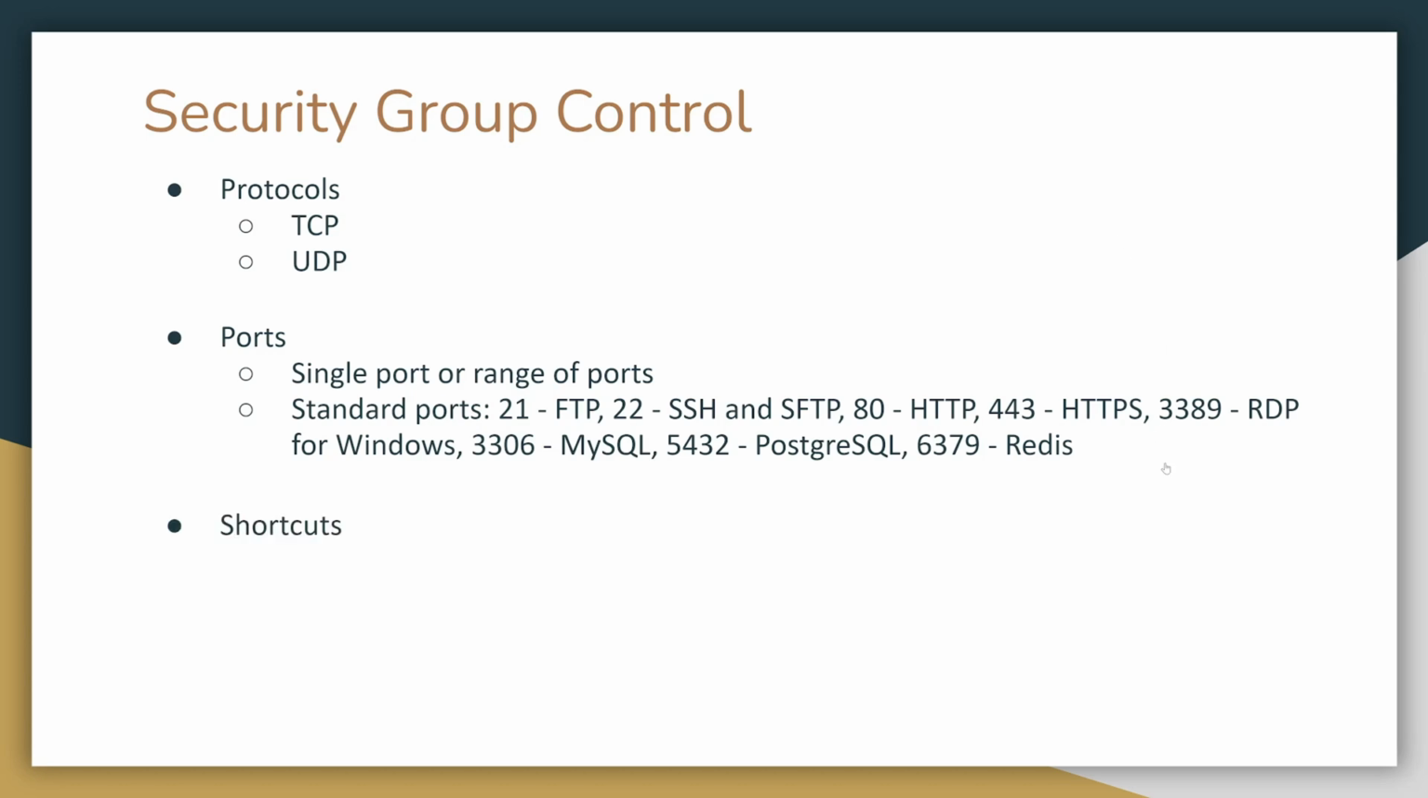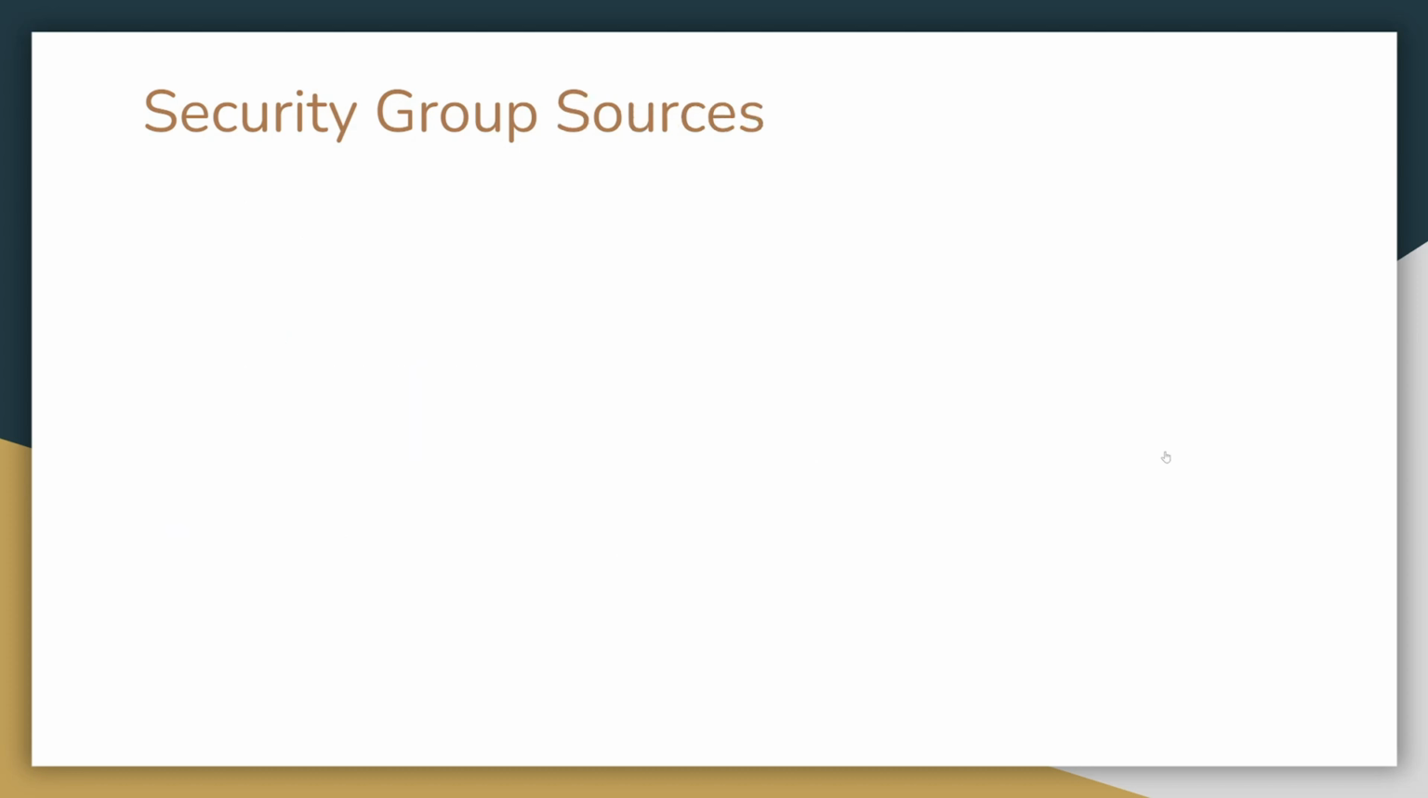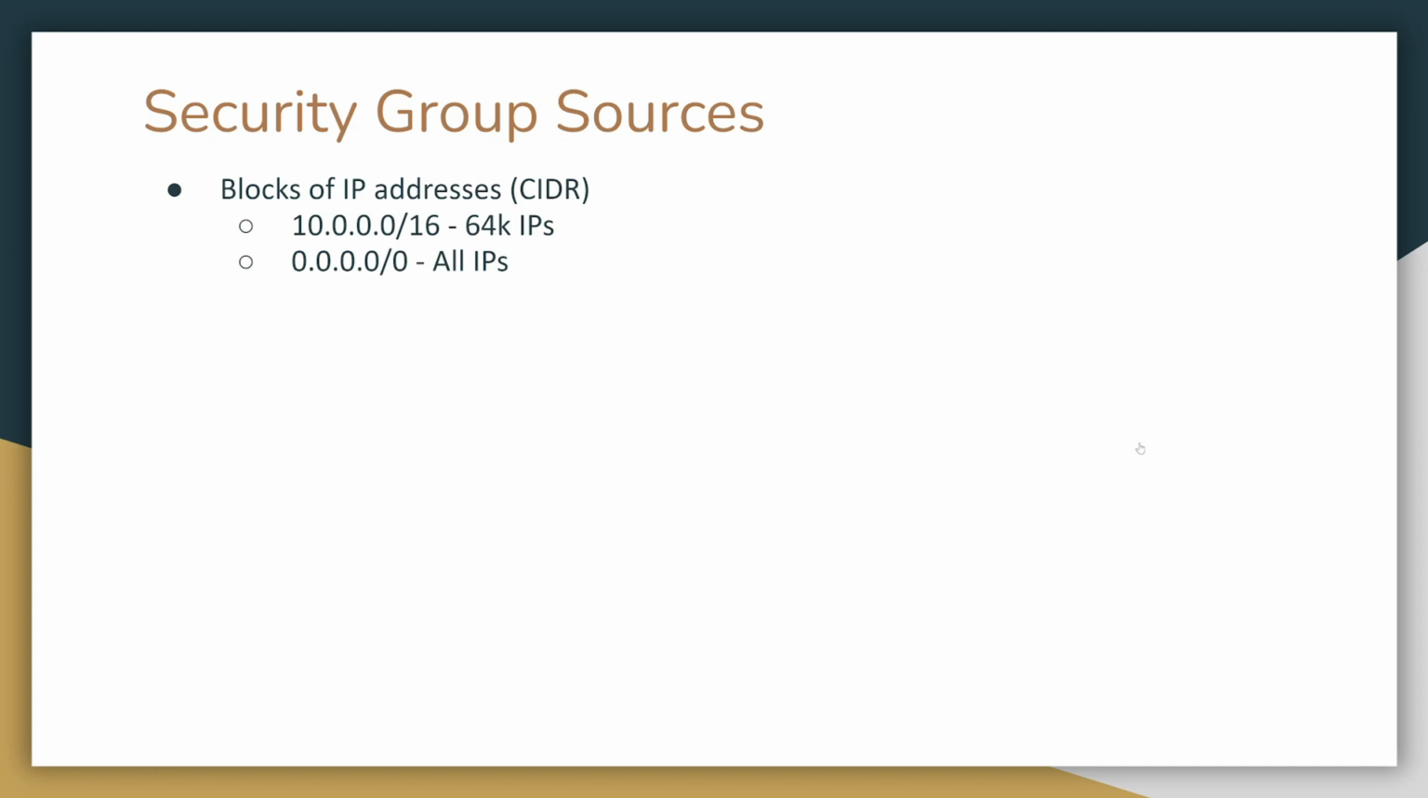AWS provides you shortcuts, so you can simply select HTTP, and this will mean the TCP protocol on port 80. Let's talk about security group sources. It allows blocks of IP addresses, also known as CIDRs. In this case, you have a block of IP addresses that has about 64,000 IPs, and it has /16. The next one is /0, and you have all zeros. This means those are all IP addresses, so essentially all web traffic. And then this one, when you have a /32 and an IP address, that means a single IP address.